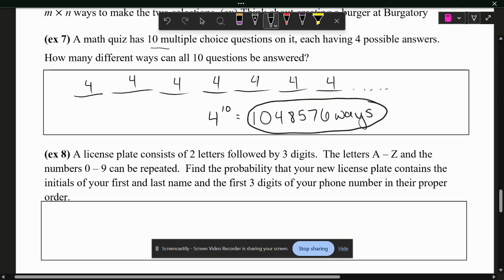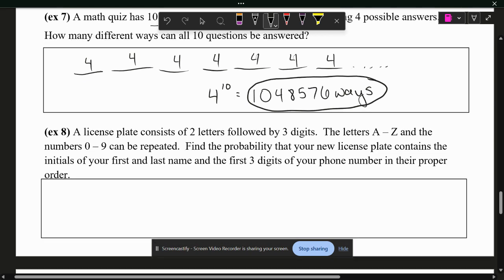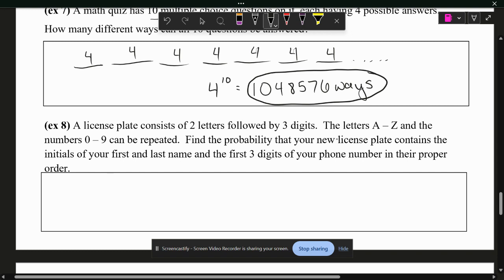Number 8 is very similar with the counting principle. It's just a different way to look at how to use multiplication to solve. A license plate consists of 2 letters followed by 3 digits. The letters A to Z and the numbers 0 through 9 can be repeated. So think of it, A to Z, we have 26. 0 to 9, we have 10. Find the probability, okay, there's a key word there, probability means fraction, that your new license plate contains the initials of your first and last name and the first 3 digits of your phone number in their proper order.